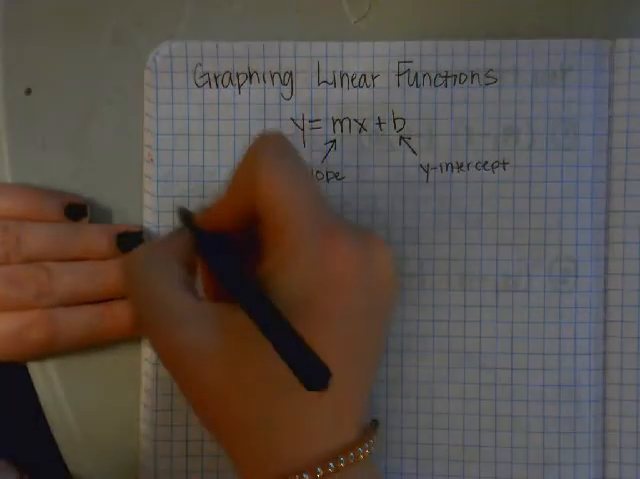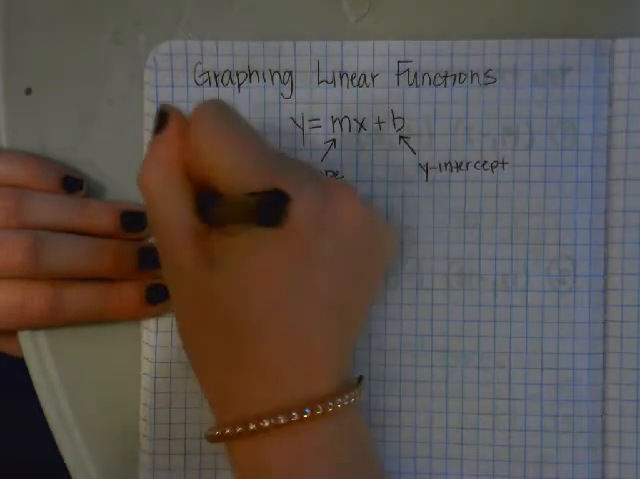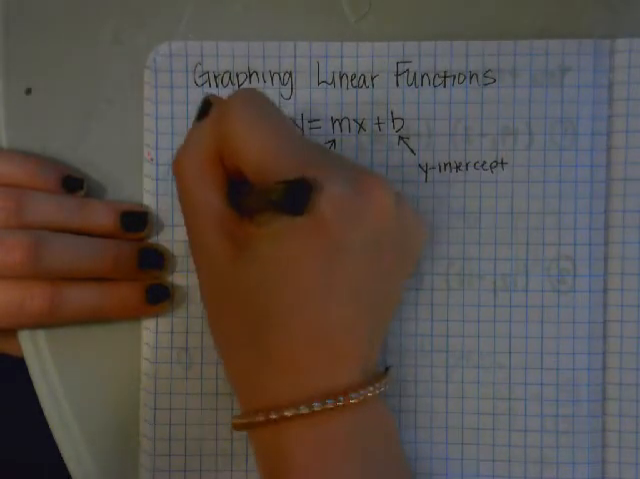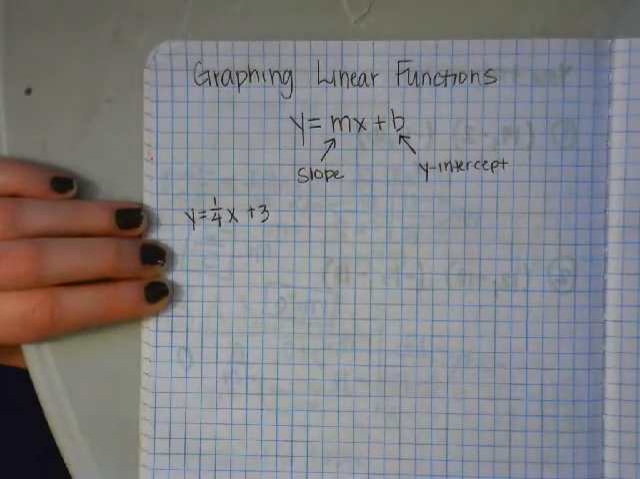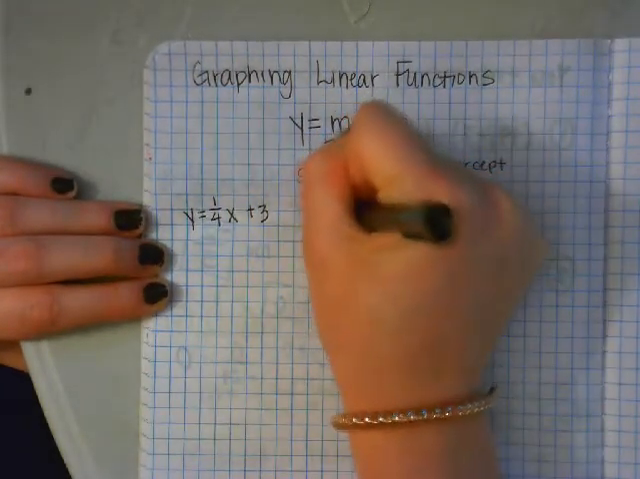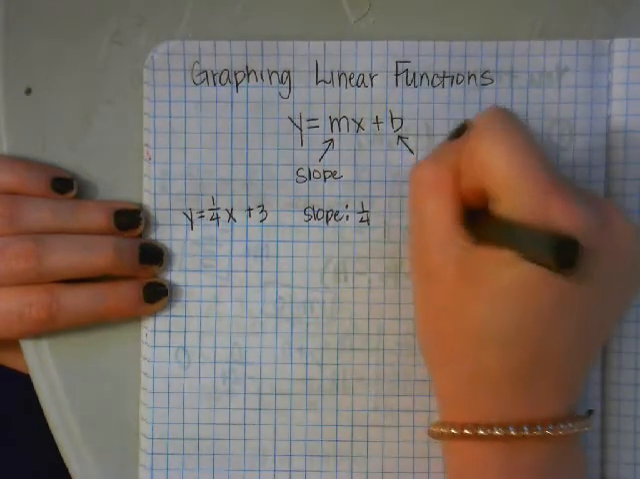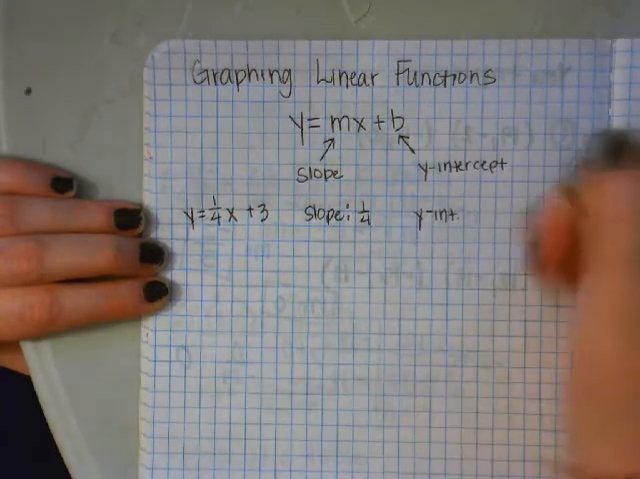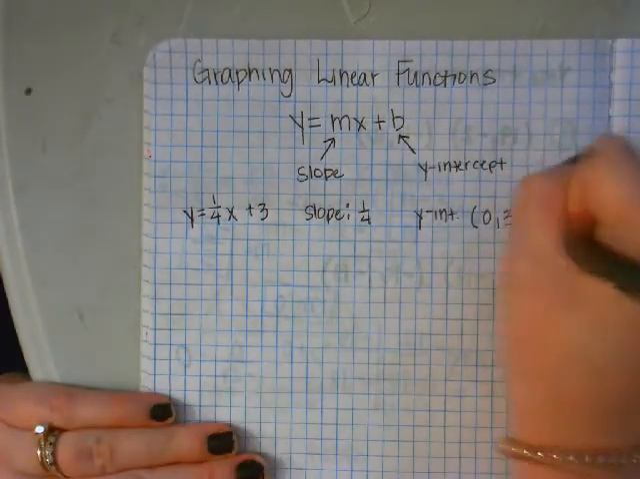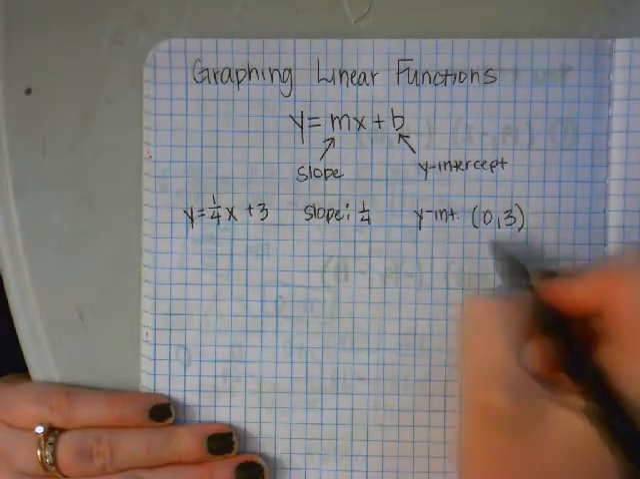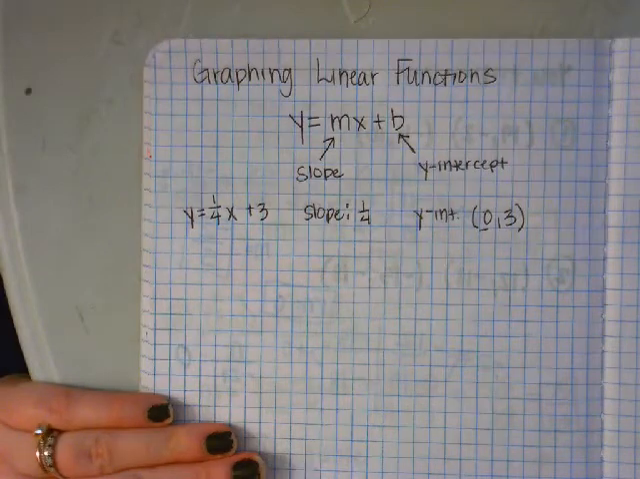So for example, if we have the equation y equals 1/4 x plus 3, that means that the slope is 1/4 and the y-intercept is at 0, 3. Remember, y-intercepts always occur where x equals 0. So that x value is always 0 in the y-intercept.